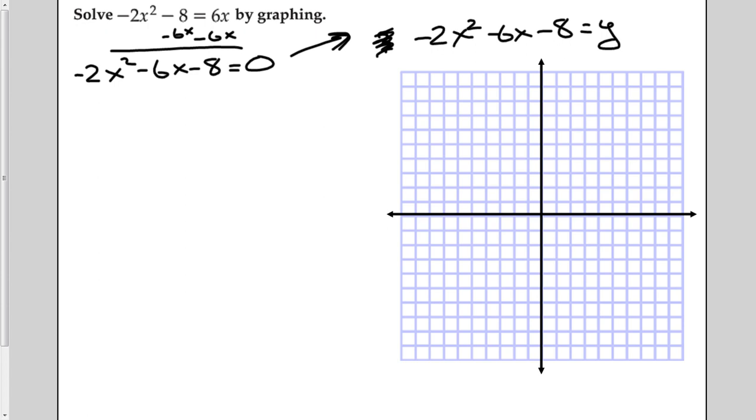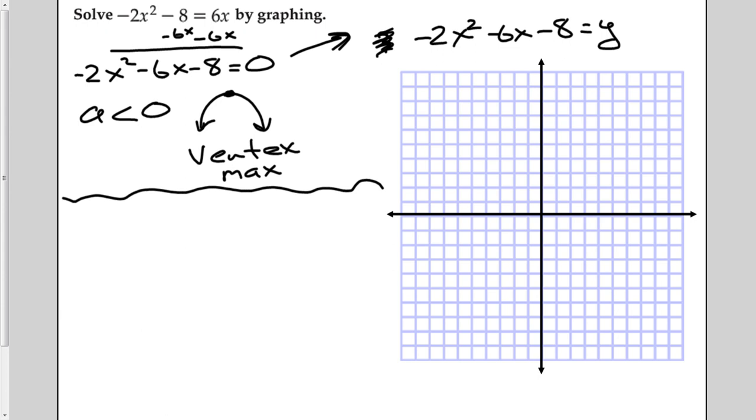And so from looking at this, I recognize right away that my leading coefficient is negative, so that a value is less than 0, which means this graph opens downwards. And the next thing I'm going to do is recognize that my vertex, because this opens downwards, is a maximum, because that would be at the top of this quadratic function, this parabola. So it's a max. And I'm going to use that to my advantage when I continue.